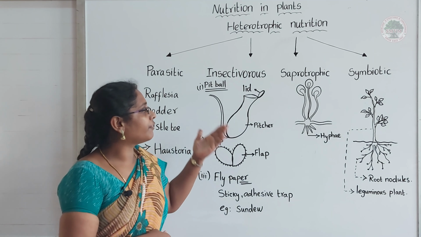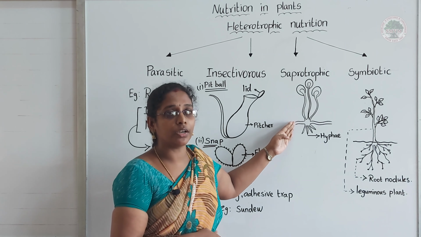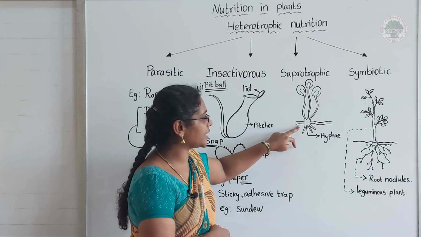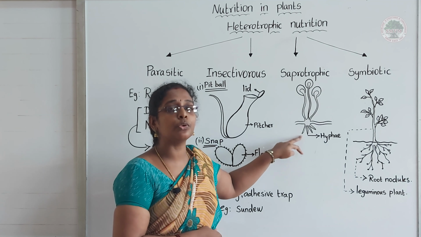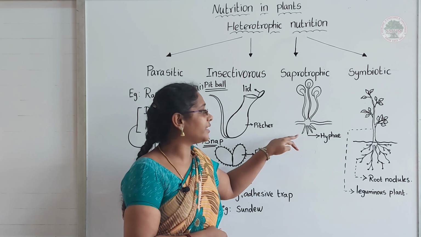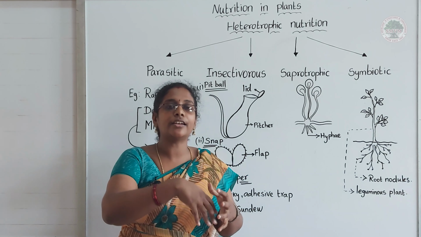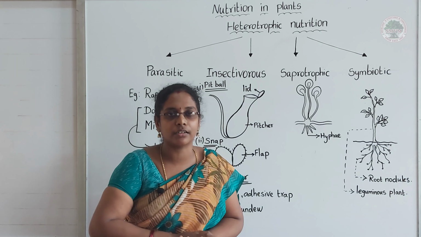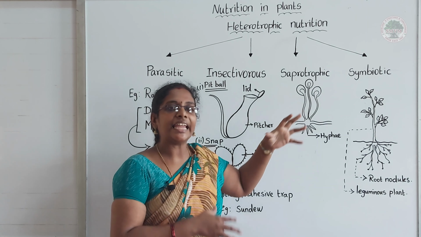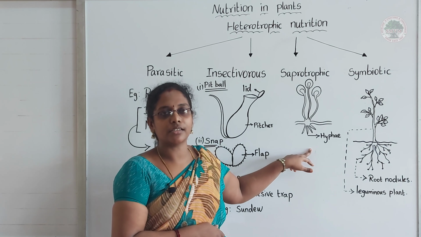So it is useful not only for this organism but also for the environment. A very good example for saprotrophic nutrition is bread mold. If you look at the bread mold, you can see some root-like structures. These are called hyphae. The hyphae help in penetrating and growing on the dead matter, and through them the mold injects digestive enzymes into the dead matter.